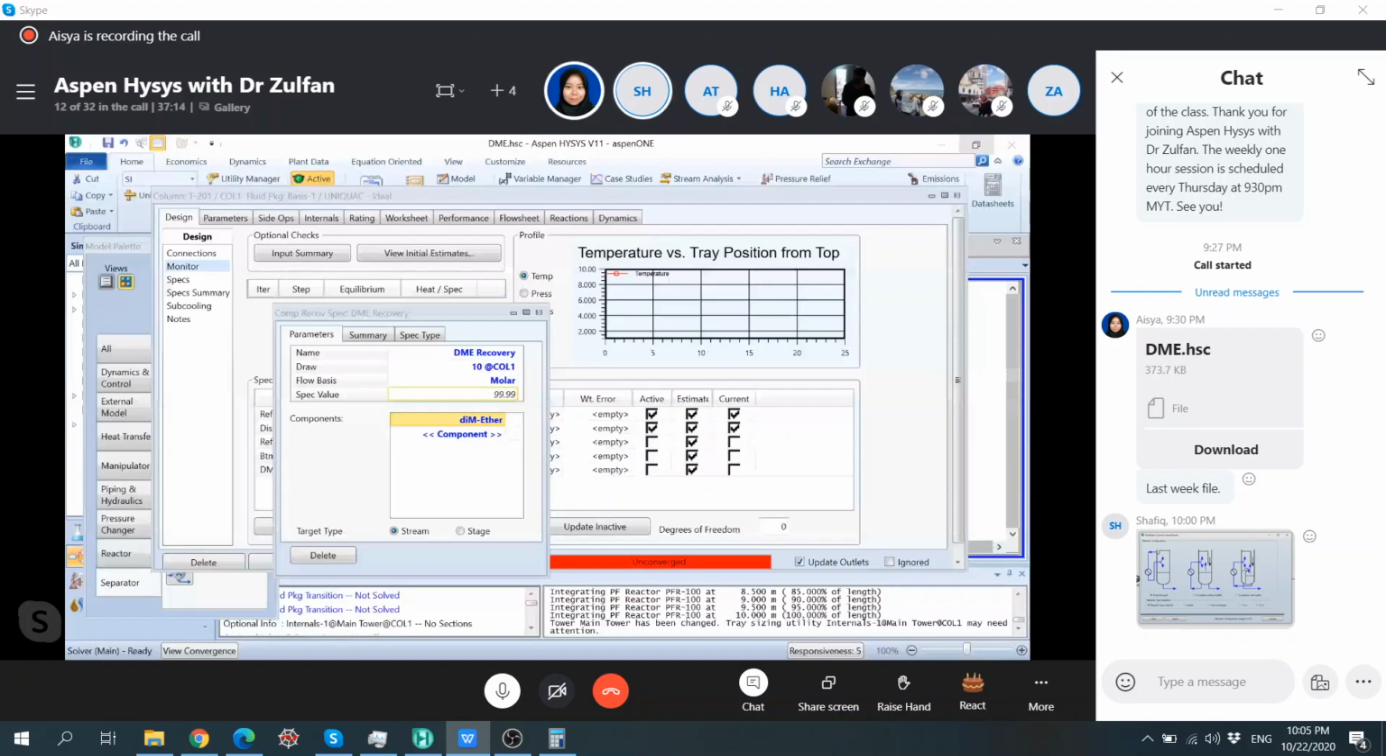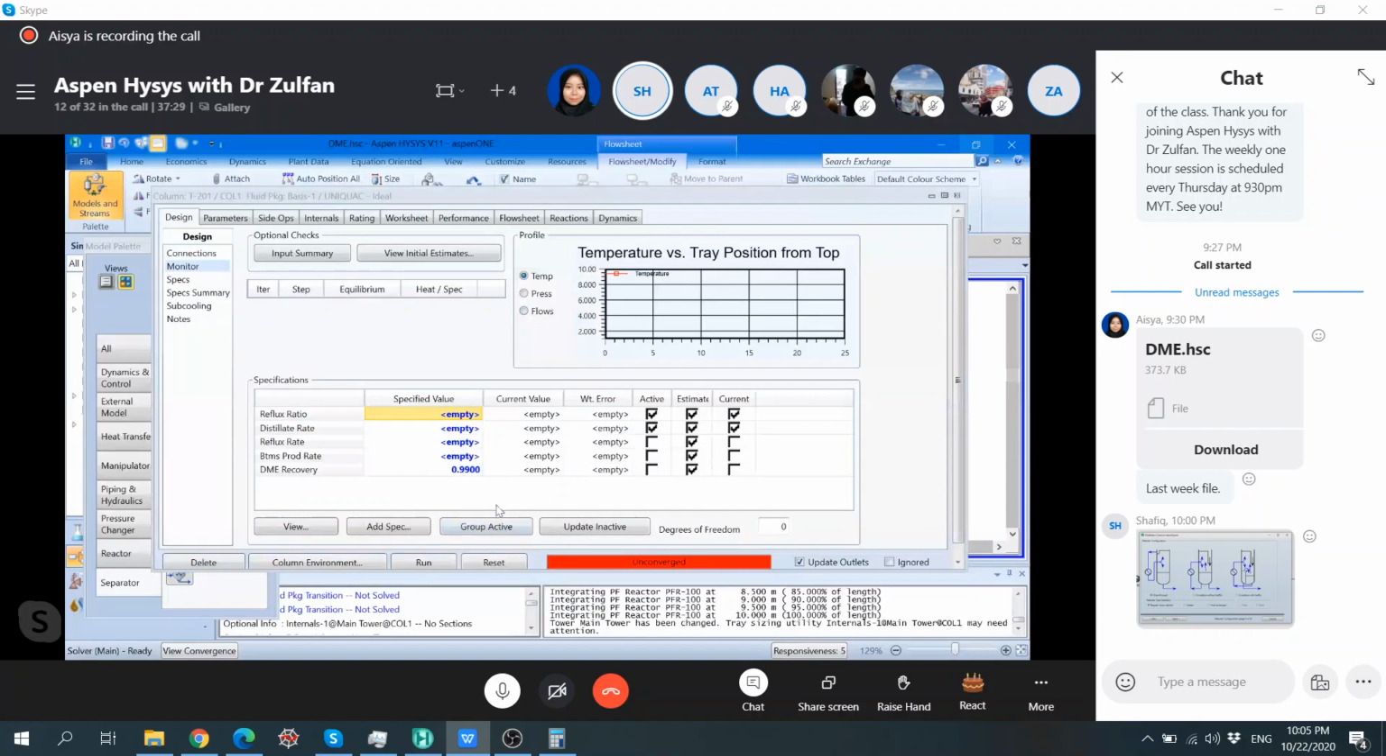You have to write it 0.99, Aisha. So it has to be from 0 to 1. Yeah, that one. Yeah, very good. And then close this. So you can see, right? You can see now the DME recovery is there. So you have specified the value to be 0.99, and then it is not active currently, but okay. At least now we know we are going to have this DME recovery as a control.